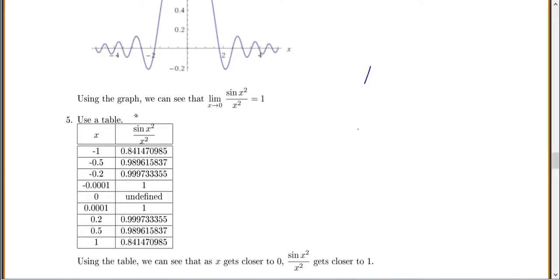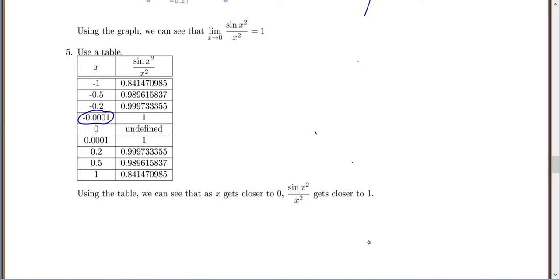Using a table, I could pick numbers that are less than 0 and greater than 0, and numbers that are really, really close to 0, like these really small decimals. Notice it is undefined at 0 because I can't divide by 0. But I seem to be getting closer and closer to 1. So as x gets close to 0, my y values get closer and closer to 1, which is why my limit is 1.